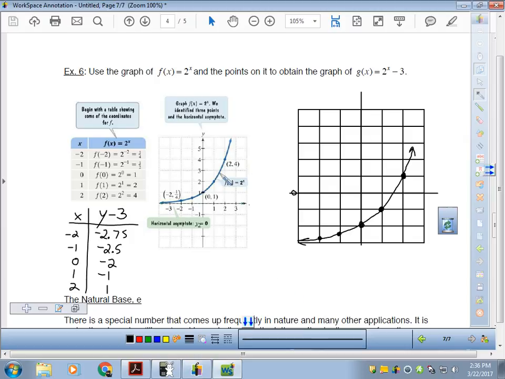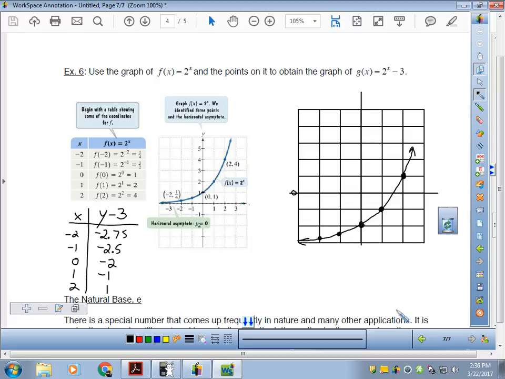So it's the same as this function, except we just shifted it down 3 units. Okay? Now that does mean that the horizontal asymptote changed. Originally the horizontal asymptote was at 0, but now because we've shifted it down 3 units, the horizontal asymptote is going to be down here at negative 3.